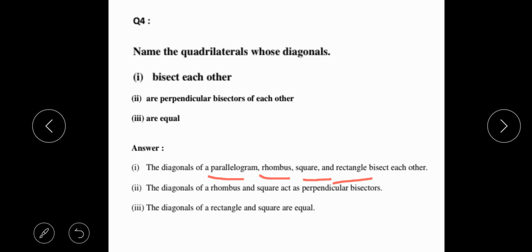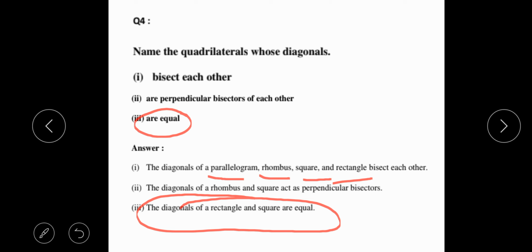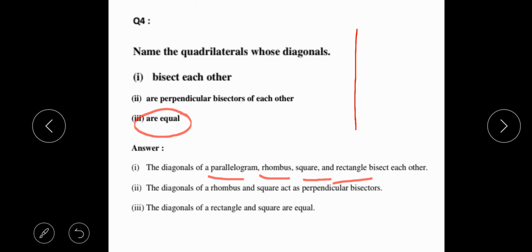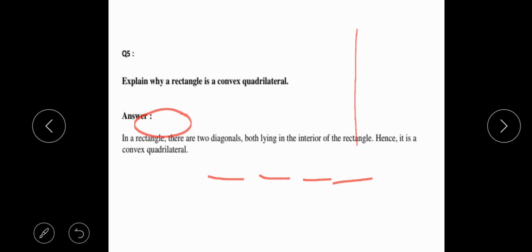And the quadrilaterals in which diagonals are equal: the diagonals of a rectangle and a square are always equal. You should know about this. The diagonals of a rhombus and square are perpendicular to each other, and the diagonals of a parallelogram, rhombus, square and rectangle bisect each other. You should know these various properties related to diagonals.